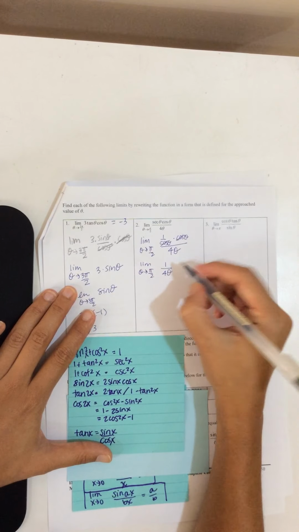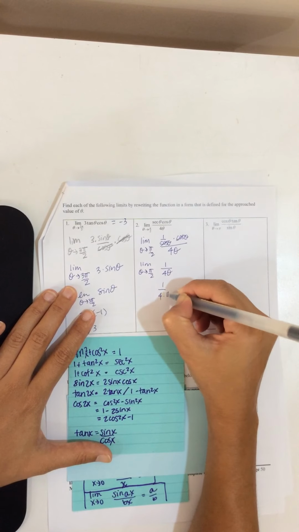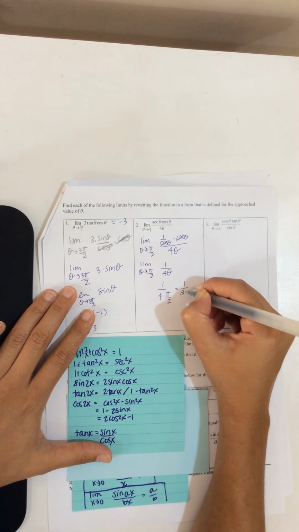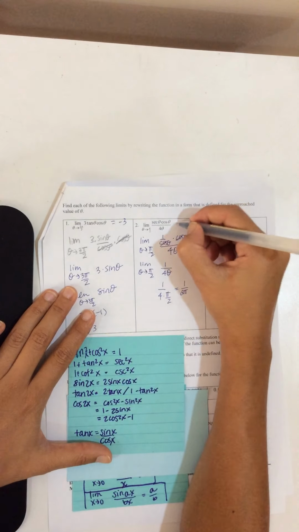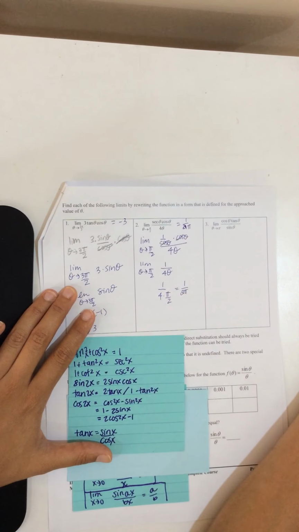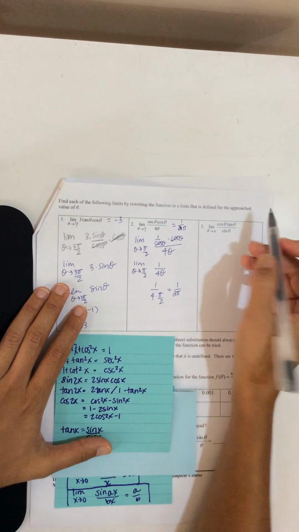Now I can just directly plug that in. I end up with 1 over 4 times pi over 2, which equals 1 over 2 pi. And that is my answer, 1 over 2 pi.